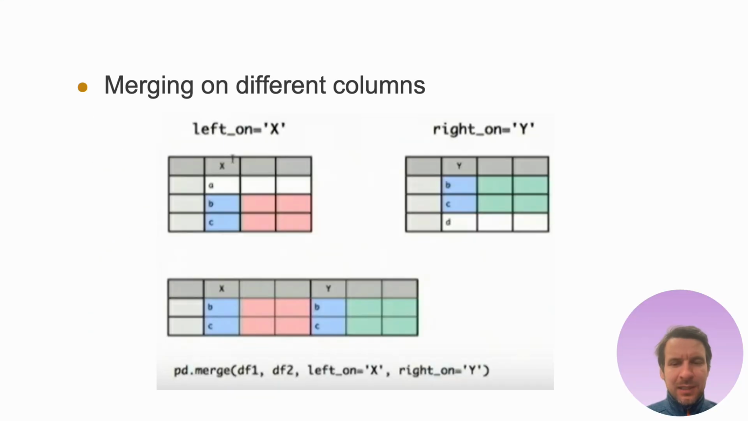So you can decide what are the columns that you are trying to merge on. So if you do the merge, you can say what is the name of the column in the first one, and what's the name of the column in the second one, and then you will create entries where these columns are matching.